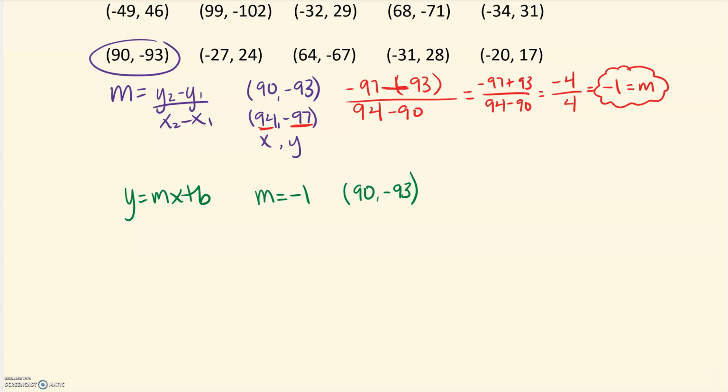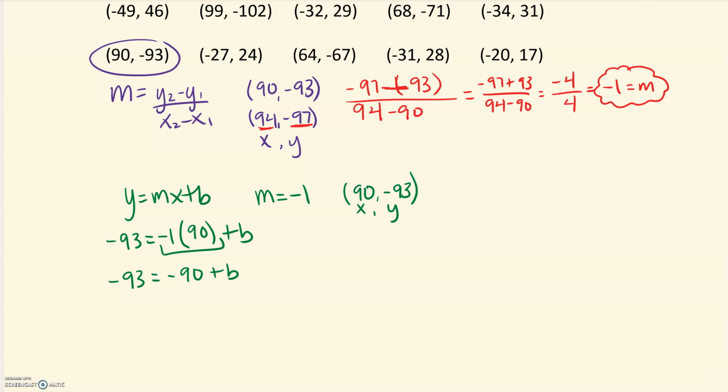So the y value, let's remember, here is x comma y. So my y is going to be negative 93 equals my slope of negative 1 times my x value of 90 plus b. So negative 1 times 90. So we got that negative 93 equals negative 90 plus b.